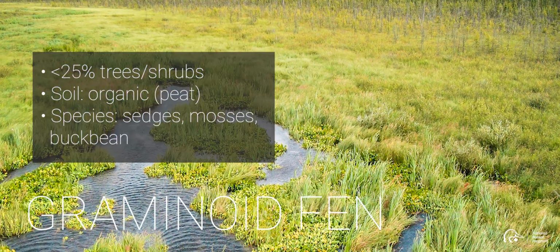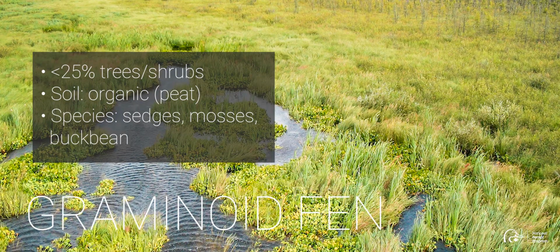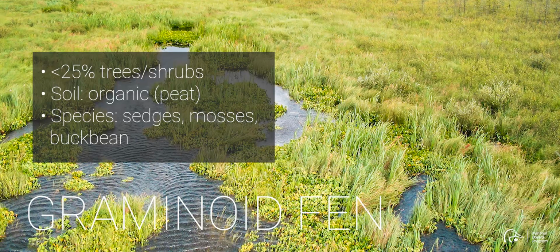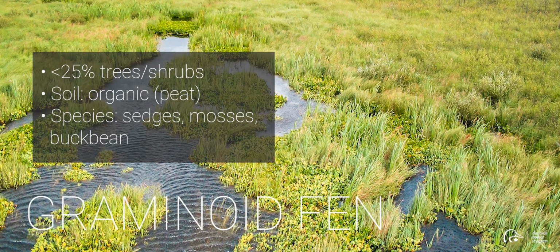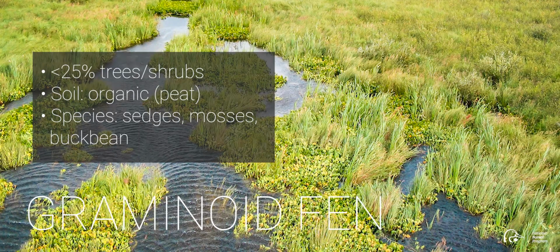Gramineid fens are dominated by grasses and sedges and are differentiated from marshes by their deep peat soils. Common species are slender sedge, buckbean, cotton grass, and brown and sphagnum mosses. Of the fen classes, you are most likely to see standing water in gramineid fens.